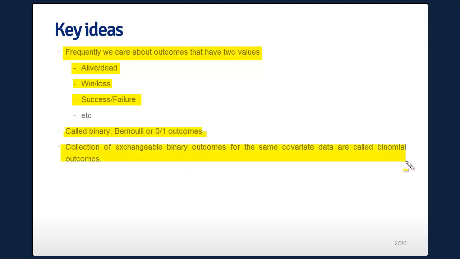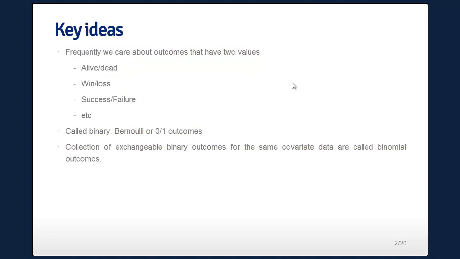And then there's Bernoulli outcomes, which is just a 0 and 1. But if, let's say, we flip a coin a couple of times, those are all exchangeable because none of the covariate values have changed. So instead of analyzing the individual 0s and 1s, we might analyze the count of 0s and 1s out of the number of flips, and that would just be called binomial outcomes. So the same model for Bernoulli outcomes applies for binomial outcomes.